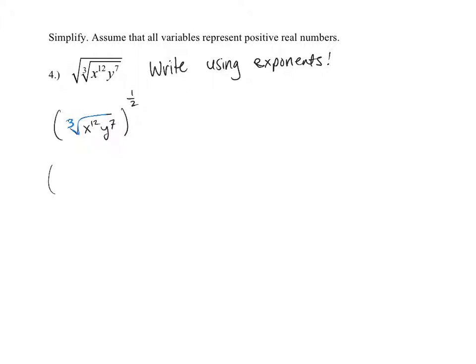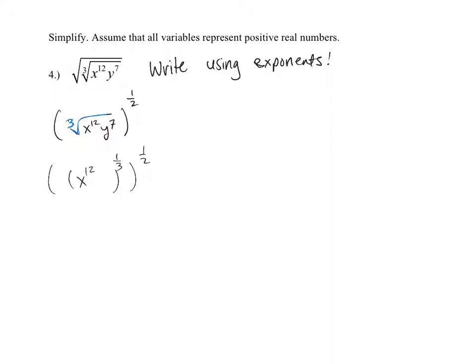So let's look what happens if you've got a square root of another type of root. So the key here is going to be write these in exponent form. So 1/2, or square root, is the same as taking something to the 1/2 power. So it would be the cube root of x to the 12th, y to the 7th. We're taking the square root of that, which is the same as 1/2. Okay, and now this cube root, that's the same as taking something, let's say 1/2 to the 1/3 power.